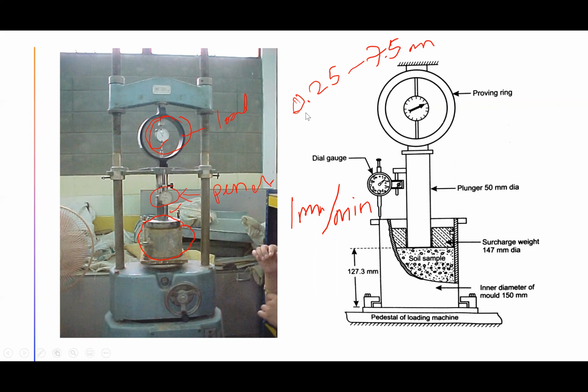Once you finish, we repeat the same process for the bottom reading. Just now we had the top reading, and then we turn the sample and repeat the same process for the bottom. So we have two readings, top and also bottom, for that particular sample.